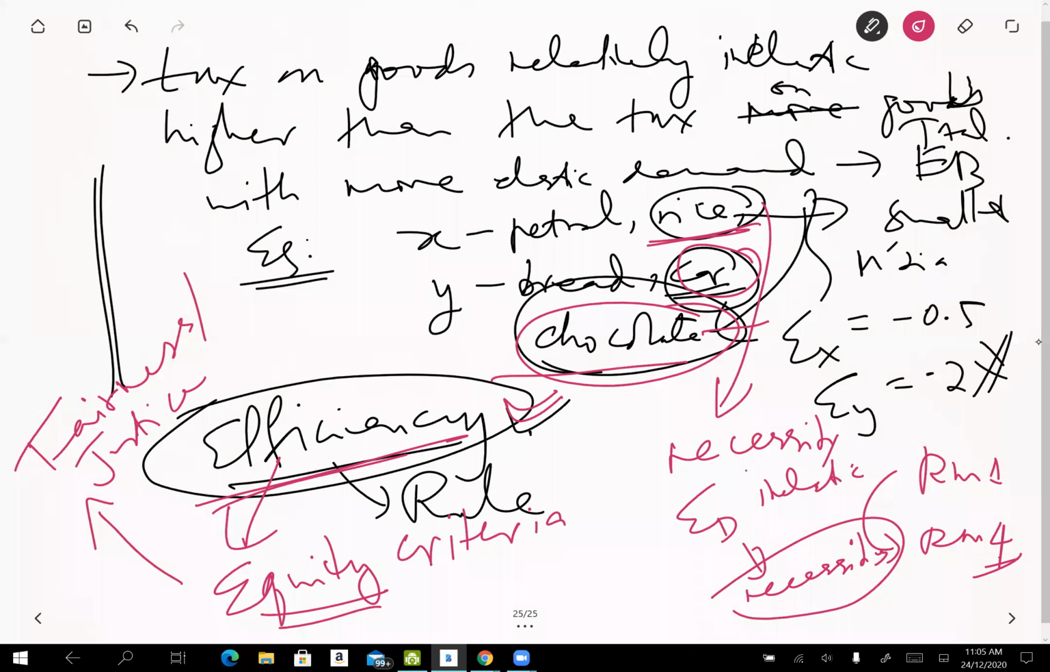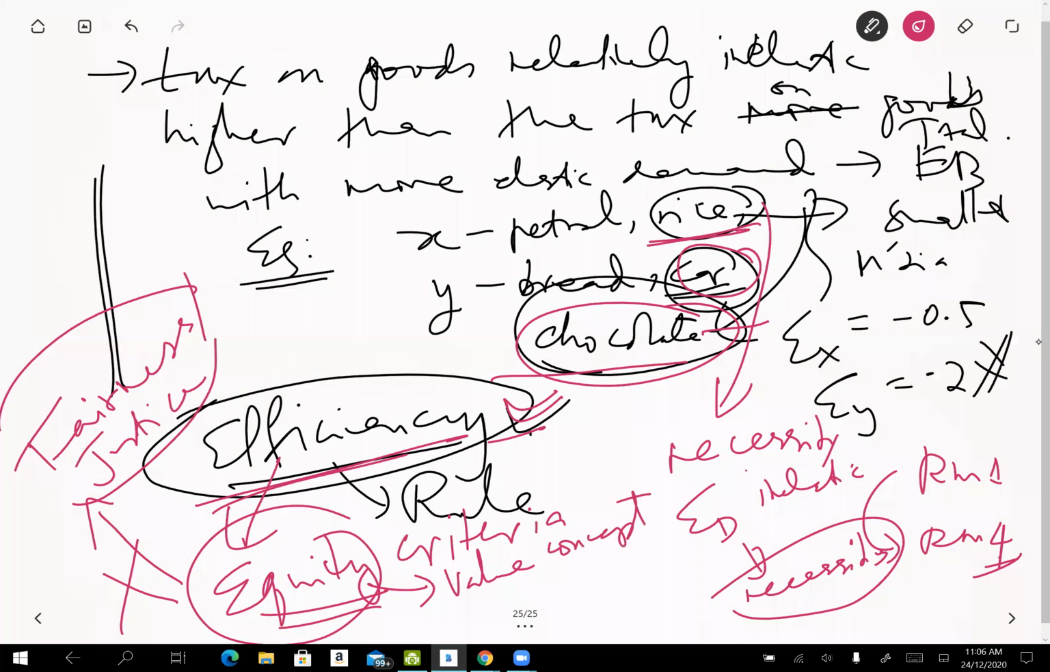Efficiency, yes. But in terms of equity, no. In reality, when the government wants to design a tax system, we don't just look at the efficiency criteria. They also need to look at justice or equity. Now, this equity is a value concept. We cannot really define what is equity or what is justice, but we know it.